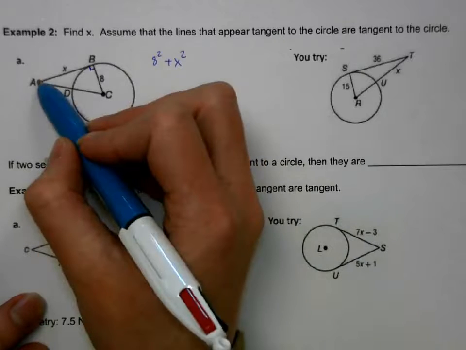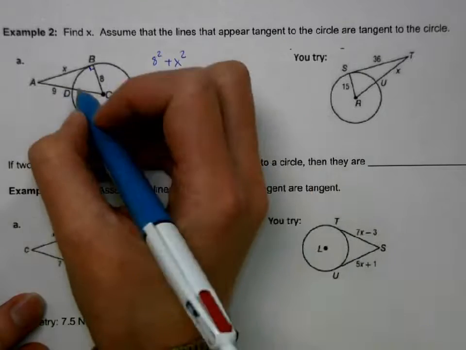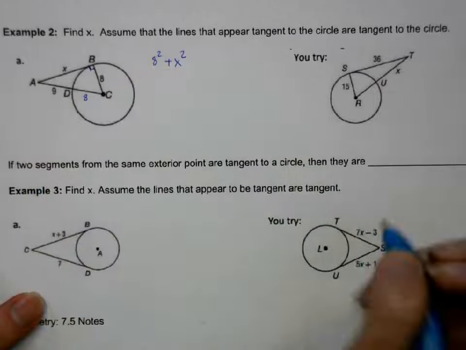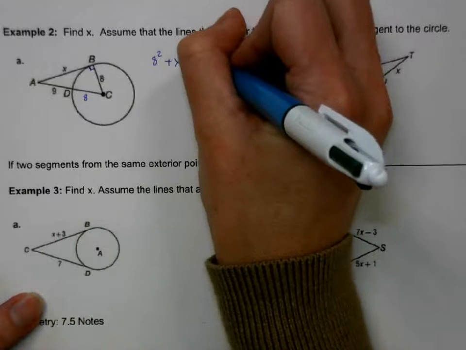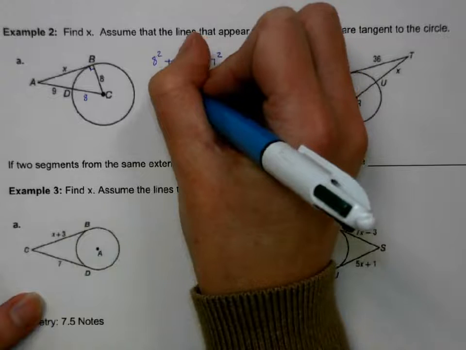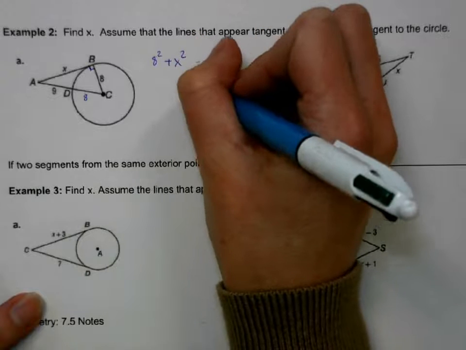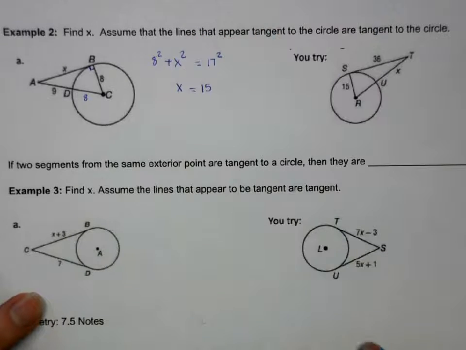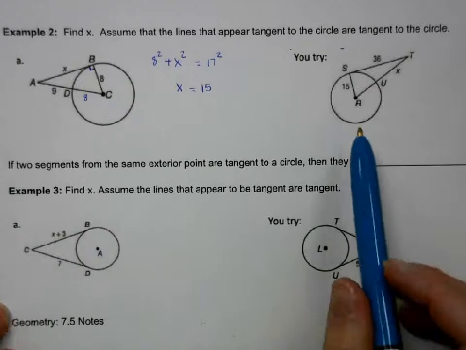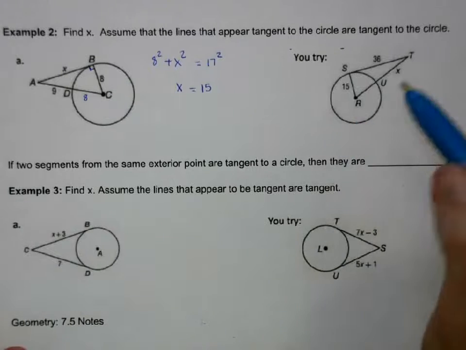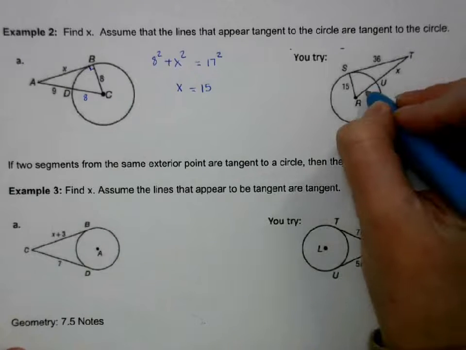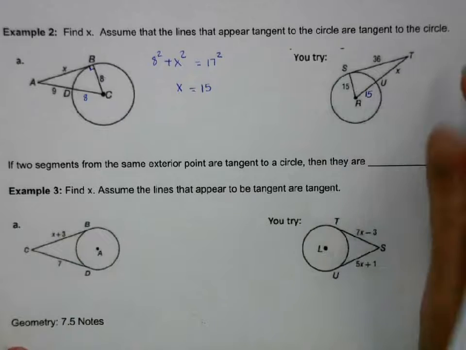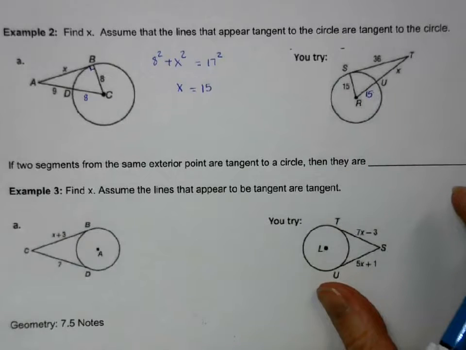Well, this 9 is just part of the line. If this is 8, then this is 8. So the hypotenuse of this is going to be 17. So if we solve for x here, we get 15. Okay, we'll try the next one. Okay, just like that, this is 15. So this one's a little bit trickier.